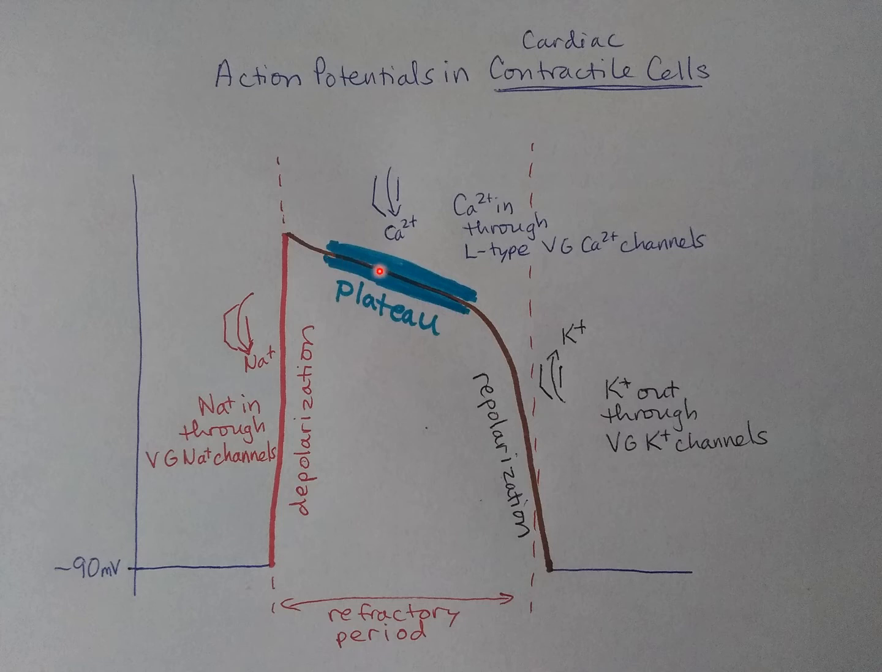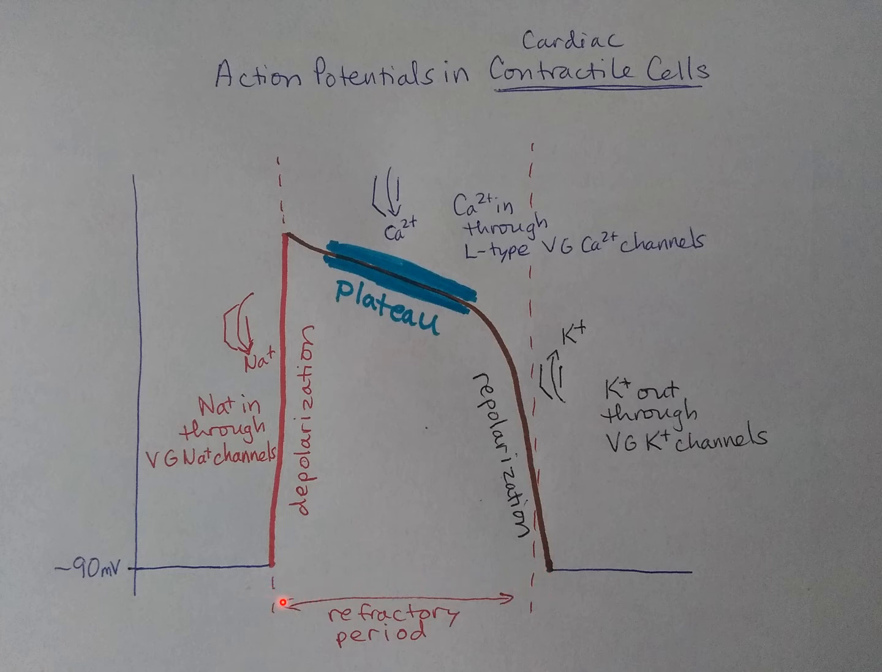What causes this plateau is the opening of some L-type voltage-gated calcium channels. So calcium comes in, makes it more positive, and so it prolongs the repolarization phase. It's going to take longer for the contractile cell to repolarize. So that's important for a couple of different reasons. One is that having this plateau and making the action potential last a really long time in these contractile cells, that makes the refractory period really long in these contractile cells.